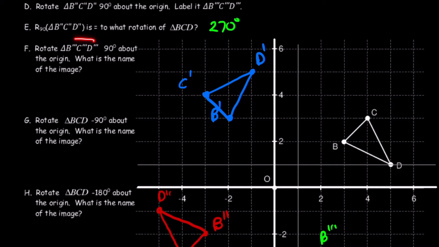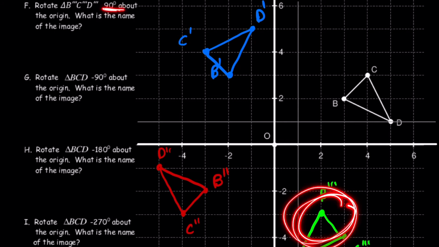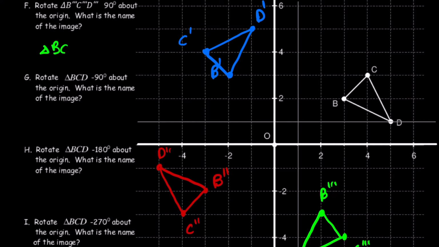It says if I take this triangle here, the triple prime triangle, and rotate it 90 about the origin, what is the name of the image? So if I take this one and rotate it 90, what's the image? What's my original one? That would be triangle BCD.